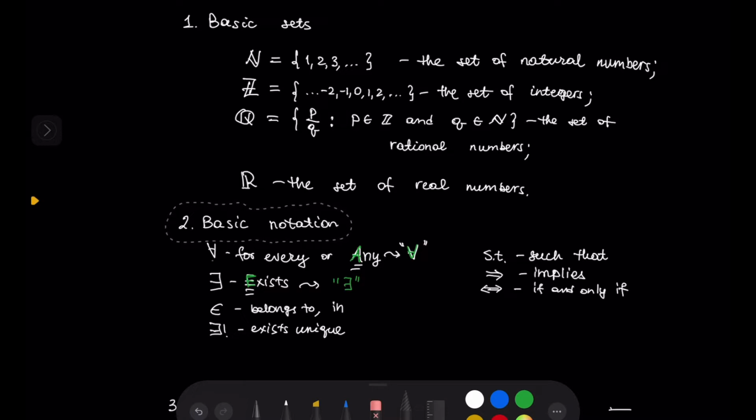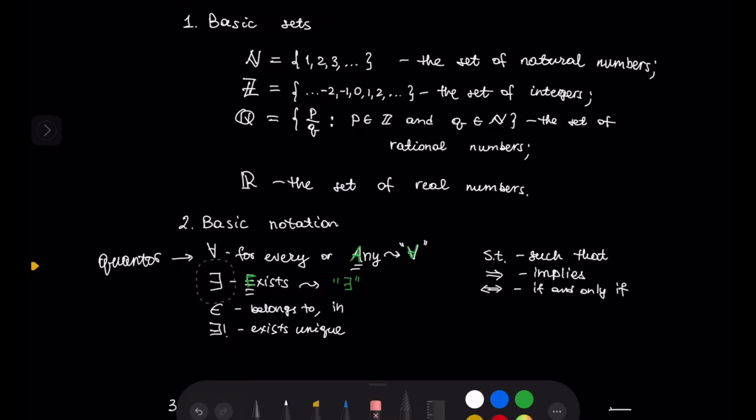So this upside down letter A means for every, and it is derived from the word any. If you take the first letter of the word any and write it upside down, you will get this quantor. So this is a quantor. So then the next quantor that we will consider is exists. It is taken from the first letter of the word exist, and it's just that the letter is mirrored.